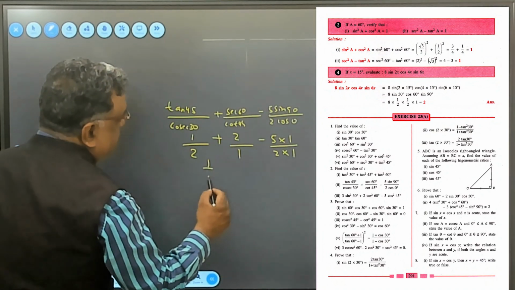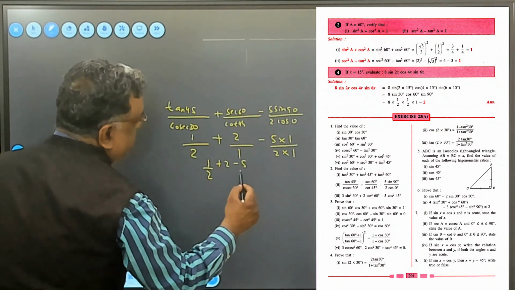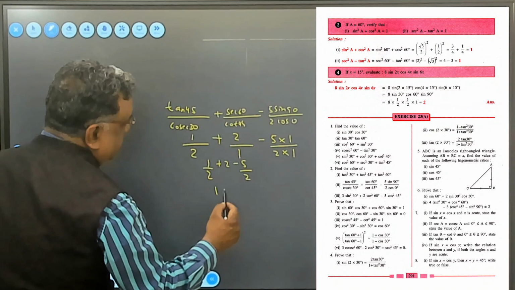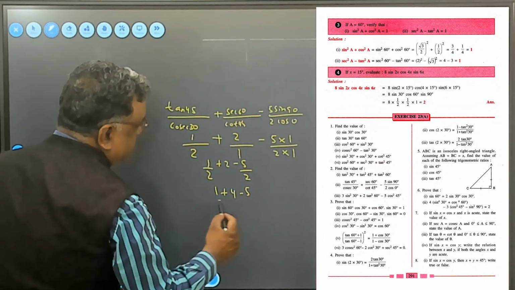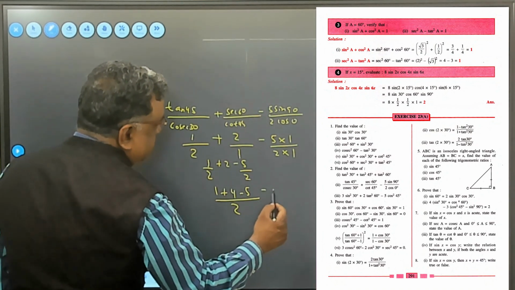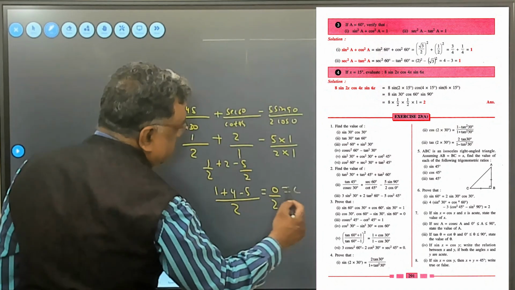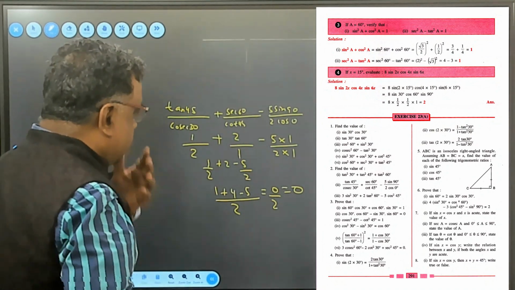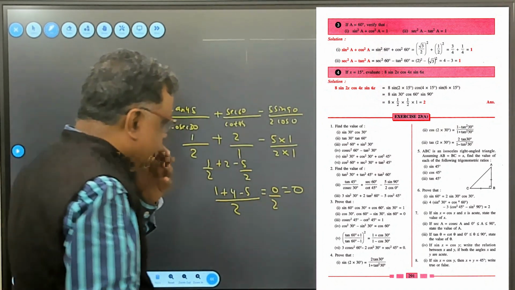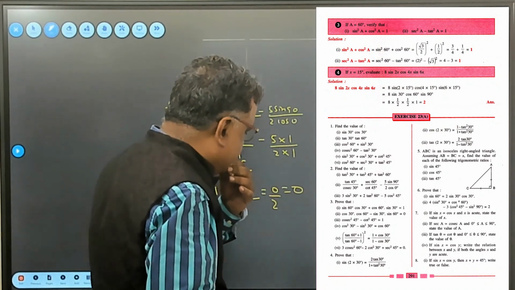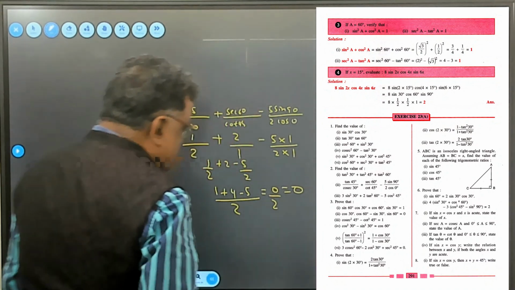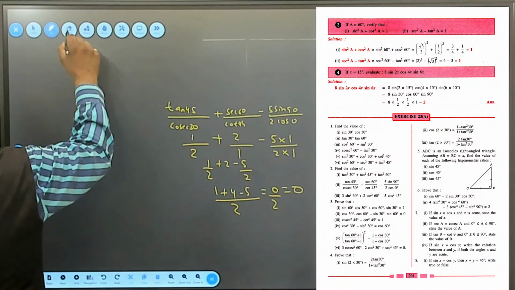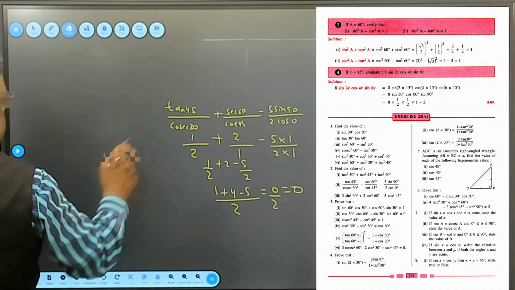So 1 by 2 plus 2 minus 5 by 2. That is 1 plus 4 minus 5 by 2. That is 0 by 2. Answer is 0. Okay. I think you'll be able to solve most of the sums here. Let's try to do question number 4, because it includes proving something.